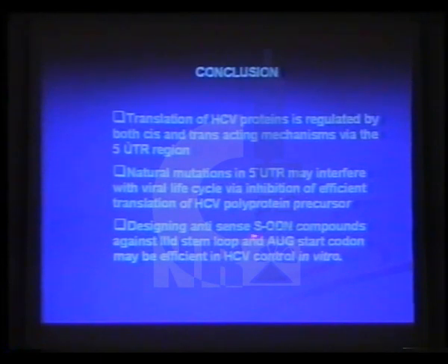Therefore, the designing of antisense SODN compounds against the 3D stem loop and the AUG start codon may be efficient in HCV control in vitro and probably later on in vivo.